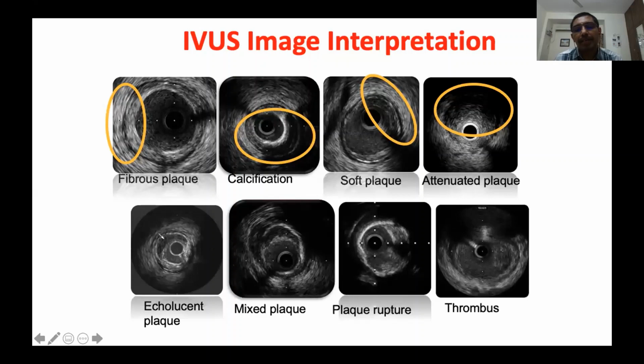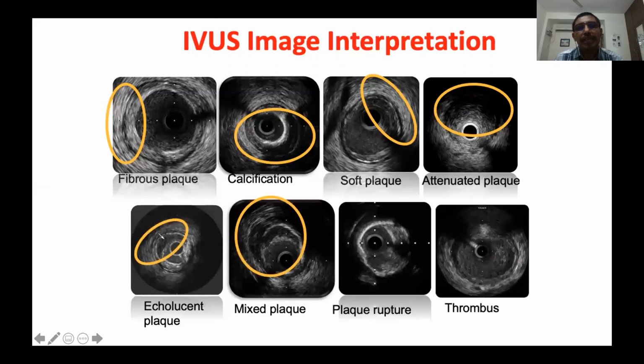And the plaques we commonly see are mixed ones, where none of the components make up more than 85% of the plaque material. So what we see are mixed plaques. We see calcium, soft elements, and fibrous elements. A typical example of a mixed plaque.